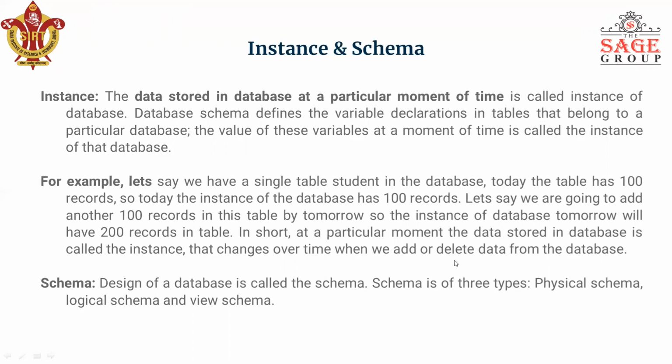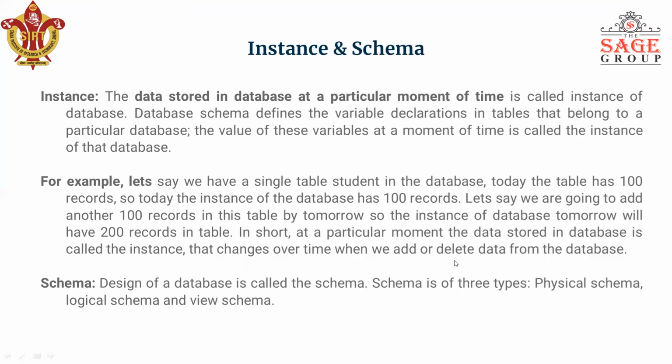So today, the instance of the database has the 100 records. Let's say we are going to add another 100 records in the table by tomorrow. So the instance of the database tomorrow will have 200 records in the table. In short, the data stored in the database at a particular moment is called instance. That changes over time when we add or delete data from the database. So the definition satisfies that the data stored in the database at a particular moment is known as the instance of a database.